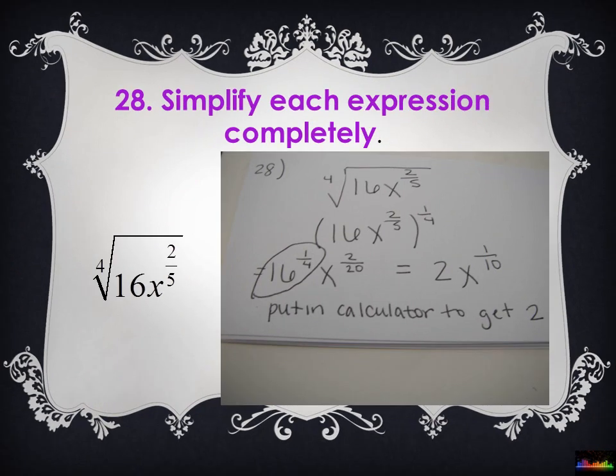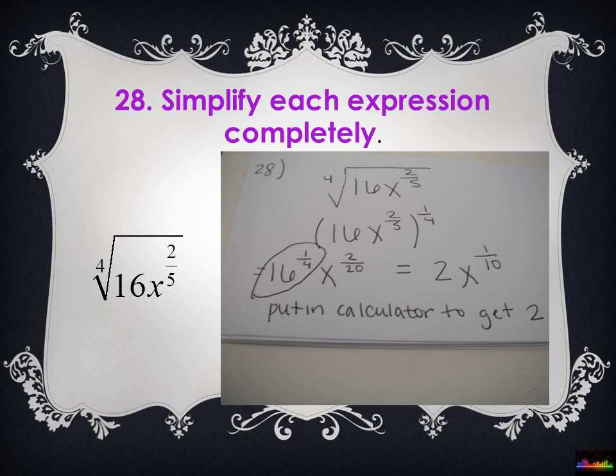For this one, we have the fourth root of 16 x to the 2/5. So we can take our fourth root and make it 1/4 as an exponent. It's the same thing. So we have 16 times x to the 2/5, all to the 1/4. And then we can distribute that exponent.